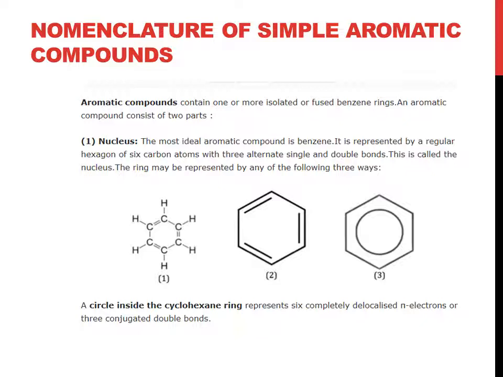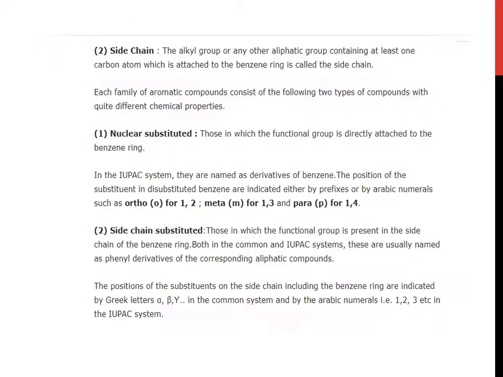First part, nucleus. The most ideal aromatic compound is benzene. It is represented by a regular hexagon of 6 carbon atoms with 3 alternate single and double bonds. This is called nucleus. The ring may be represented by any of the following 3 ways. These ways are shown to you on the screen. A circle inside the hexagonal ring represents 6 completely delocalized pi electrons or 3 conjugated double bonds.